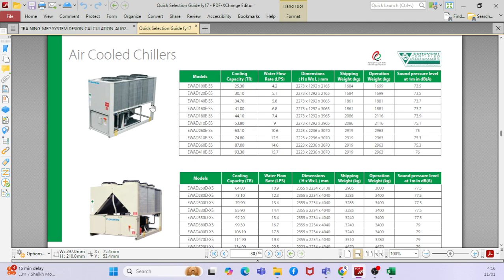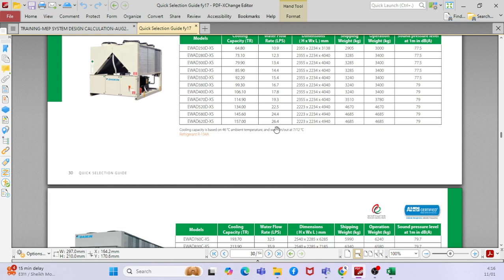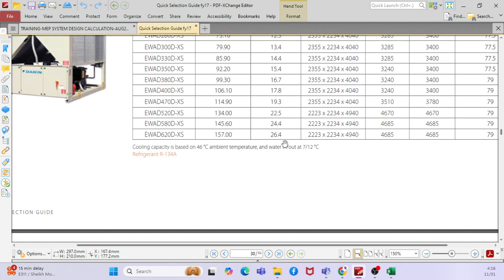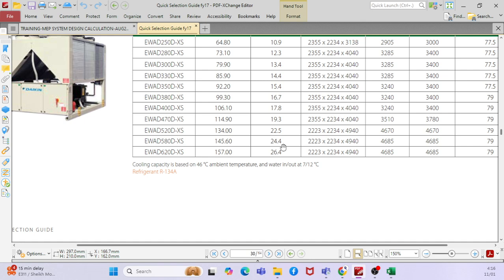If you see this particular air cooled chiller, the cooling capacity is based on 46 degrees Celsius ambient temperature and water in and out 7/12 degrees Celsius, right? That is the standard temperature for comfort cooling when you select the chiller. But when you go with a district cooling provider, you have different temperatures based on their design.